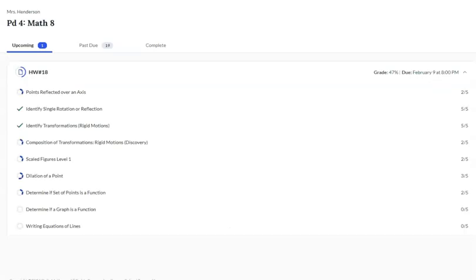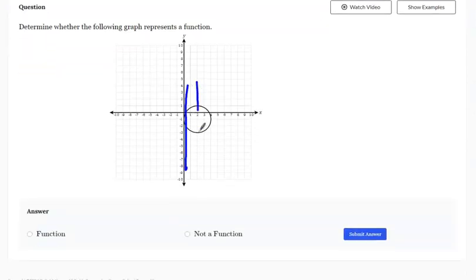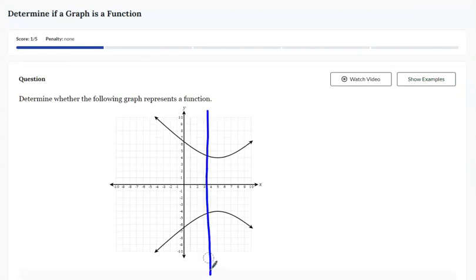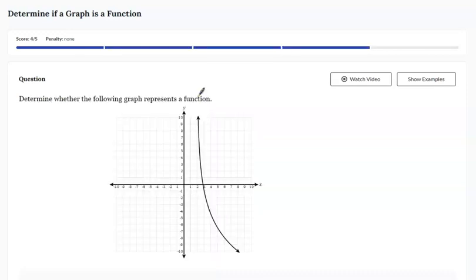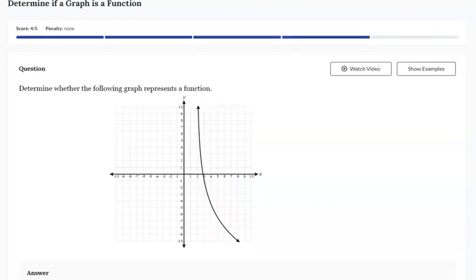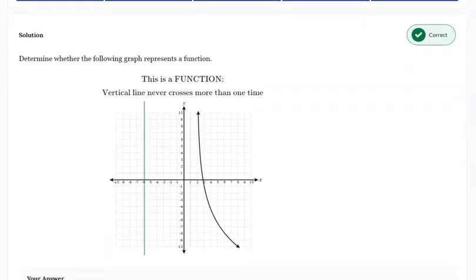Last two topics. This one is determine if a graph is a function. Again, we're looking for repeating x's, and we do that by using a vertical line test. If at any time you touch the vertical line in more than one location, then you have repeating x values with different y values. This fails the vertical line test. It's not a function. This fails the vertical line test. This is not a function. This one passes the vertical line test. This one is our first function. As you can see, as it scans from left to right, it never touches more than one time.